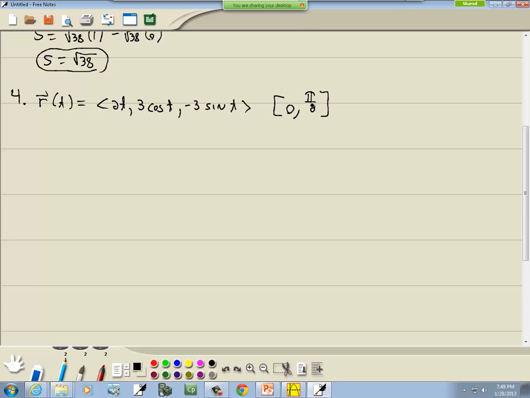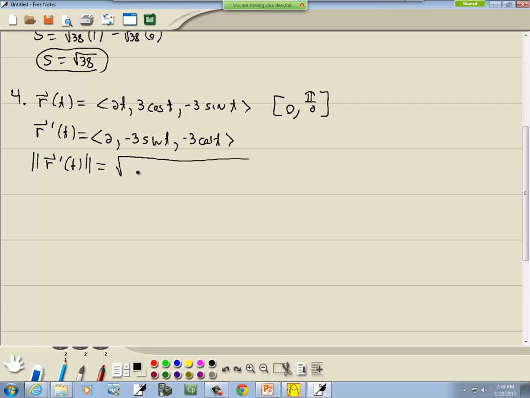So same formula. We're going to find r prime. The derivative of 2t becomes 2. The derivative of cosine is negative sine, so this becomes negative 3 sine t. And the derivative of sine is cosine, so this is negative 3 cosine t. Okay, so we want to find the magnitude of that. So we're going to have the square root, and we'll square each one of these and add them together. So we've got 2 squared plus negative 3 sine t squared plus negative 3 cosine t squared, which gives us 2 squared is 4 plus 9 sine squared t plus 9 cosine squared t.